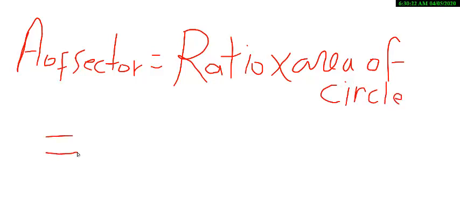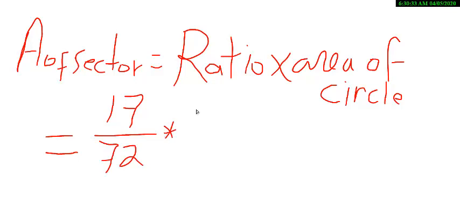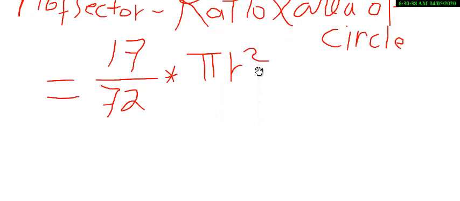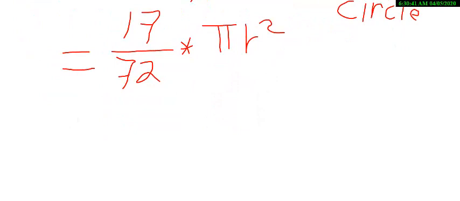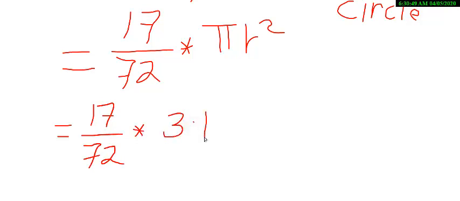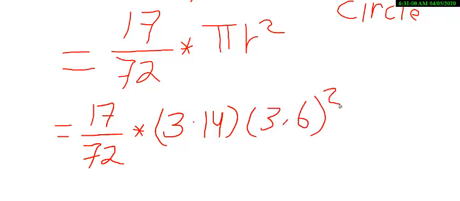So it's going to be, I got the ratio 17 over 72 multiplied by the area of the circle, which is pi r squared. I'm going to plug in the given information, so it's going to be 17 over 72 multiplied by pi, which is 3.14 or 22 over 7, it's up to you, multiplied by r, which is 3.6 to the power of 2.